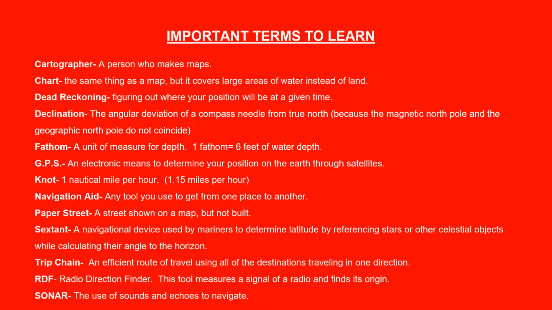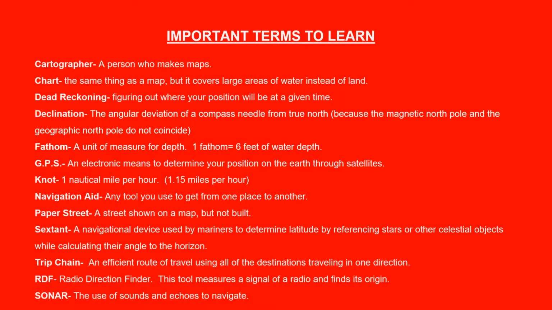We're also going to be talking about fathoms. Fathoms are a unit of measure for depth that are shown on nautical charts. 1 fathom is equal to 6 feet of water depth. We're going to be talking about GPS, an electronic means to determine your position on the Earth through satellites. We're going to be also talking about knots. Knots are 1 nautical mile per hour, which is equivalent to 1.15 miles per hour.